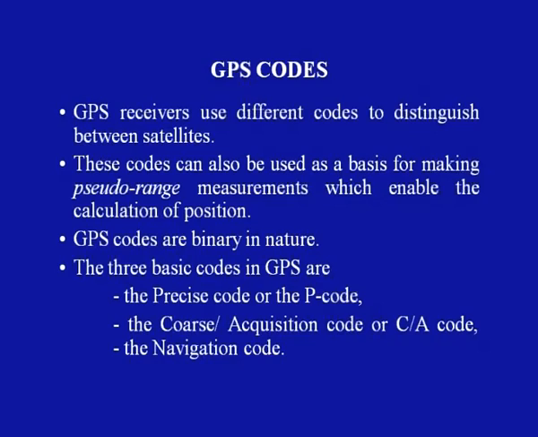It is very necessary because if the signals being transmitted by the satellites have the same information or content, then there would be confusion at the observation level and also at the computation level. So, what we do is we resort to pseudo-range measurements. For pseudo-range measurements, we need to have GPS codes. GPS codes are primarily binary in nature, and there are 3 basic codes in GPS which are sent by the satellites: the precise code or the P code, the coarse/acquisition code or CA code, and the navigation code.